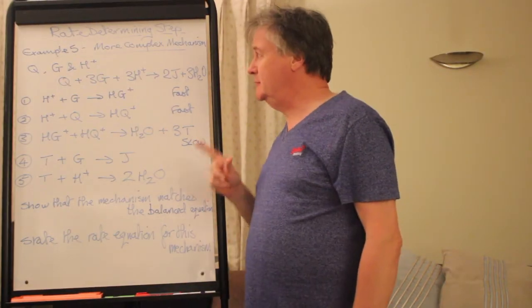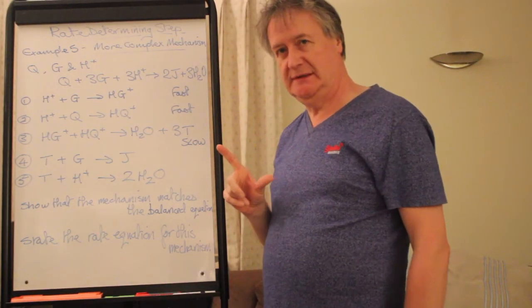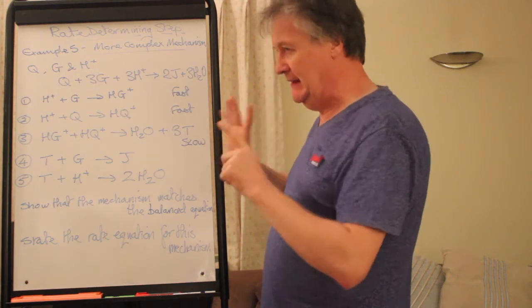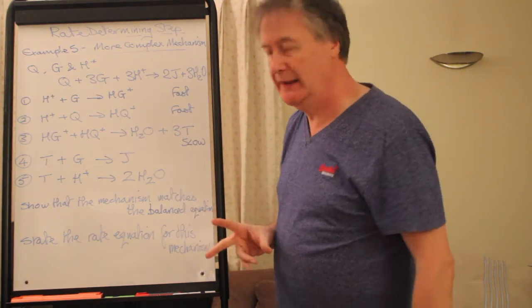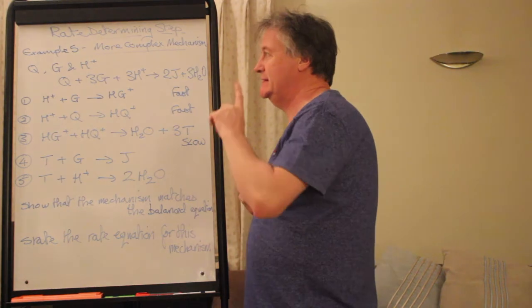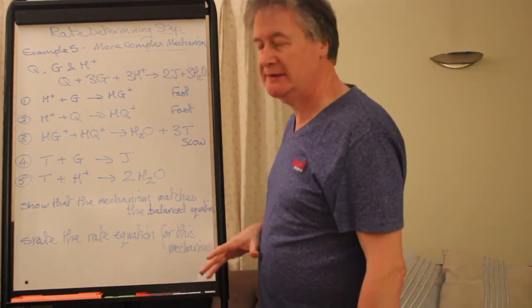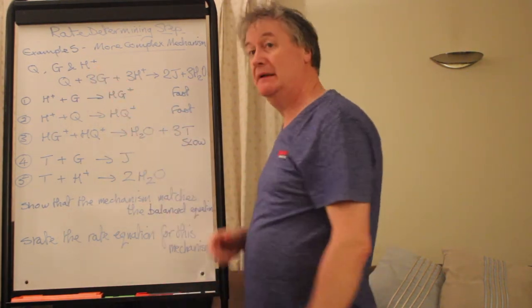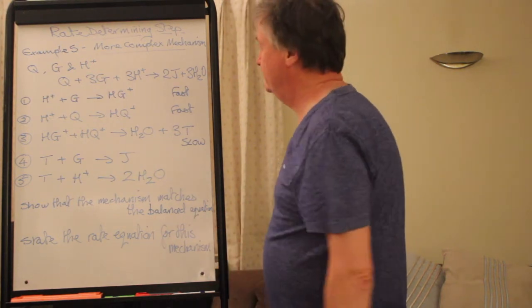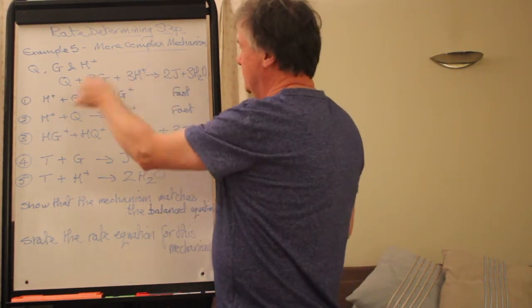Okay, last example. Non-specific this time, in order to get the chemicals out of the way in terms of real identities. So just some random letters that don't represent anything other than H plus, which can obviously be a hydrogen ion. So this is the overall equation.